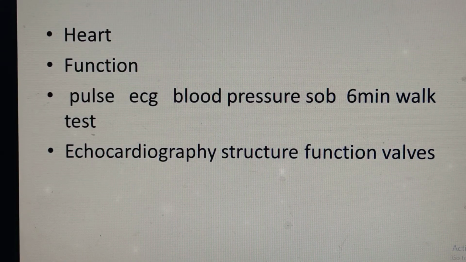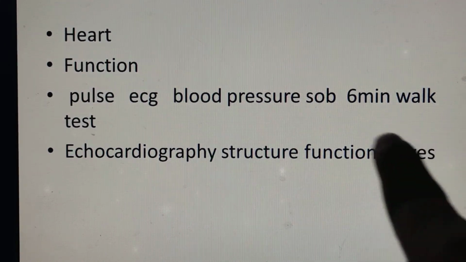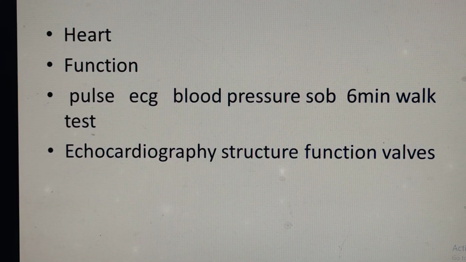Along with this, we will also do something known as echocardiography, in which it is actually 2D echocardiography. We will see the valves of the heart. How is the valve leaking, how is it functioning, what is the amount of preload, afterload, and the overall structure of the heart. We'll try to find out what the problem in the heart is in the first place. So these two tests are very, very important: the 6 minute walk and your echocardiography. Along with, obviously, pulse, ECG, and blood pressure, we'll get to know the function of the heart.